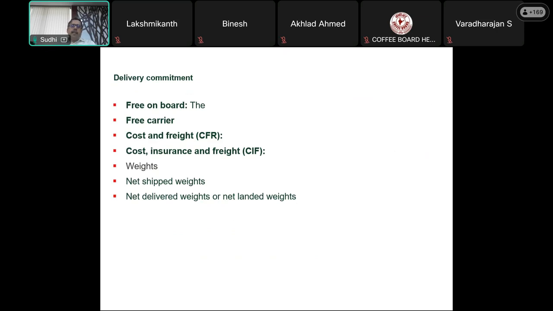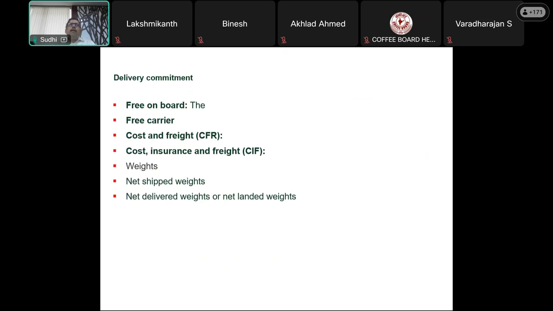Net delivered rates are the net landed rates, or the condition under which the coffee reaches the final destination, the final warehouse. The coffee is weighed, and the payment is made on the actual delivery of the coffee at the final warehouse. And in case of a net ship weight, there is a franchise of 0.5%. So if the weight difference is less than 0.5% of the shipment contract, then there is no claim which can be made by the buyer.